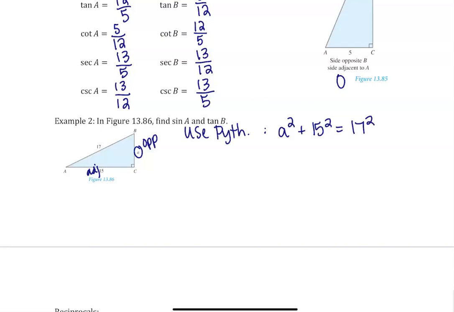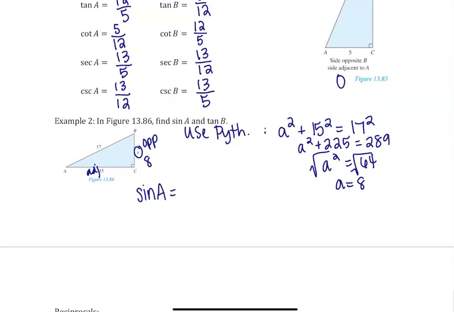And so we need to find 15 squared, it's 225. We need to find 17 squared, we get 289. And so we subtract 225, and then we take the square root, and so side A is actually 8. So these are right triangles, so if you're missing a side, just use the Pythagorean theorem to find the length of that side. And now we can find sine A. It's going to be the opposite over the hypotenuse, which is 8 over 17.